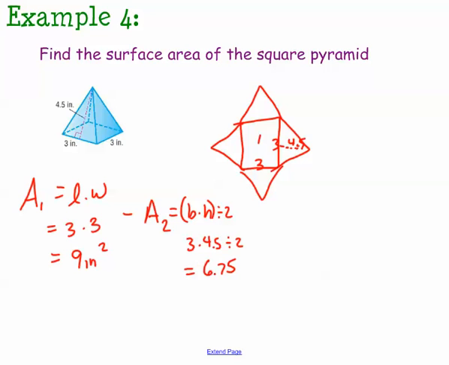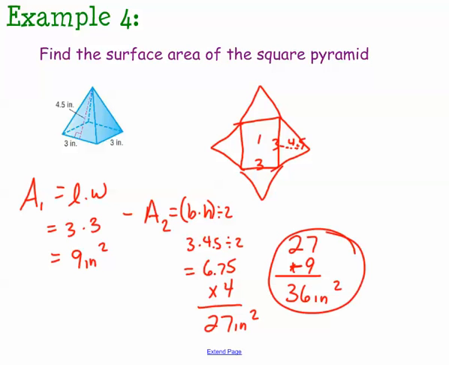And again, I have 4 triangles, so I need to multiply that by 4. And that gives me 27. And we're looking at square inches. So now I just need to add my 27 and my 9. And that gives me 36 square inches. Okay?